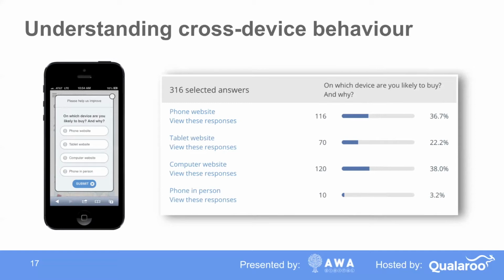Many tools are getting close to it, but one of the pieces of the puzzle that we use is Qualaroo. And so here's one example. I'll show you another one on the next slide. But we would ask, on which device are you likely to buy? Now, there's a caveat here.